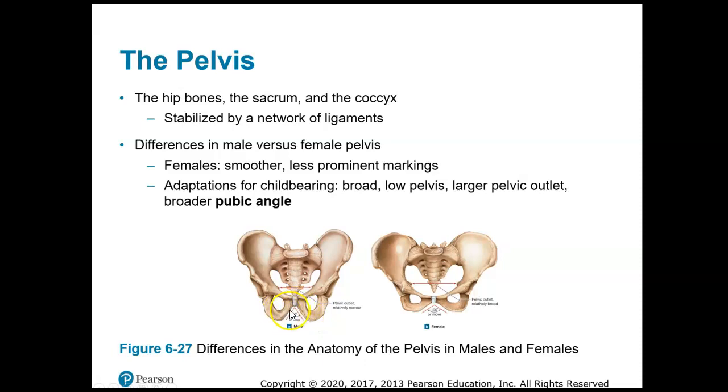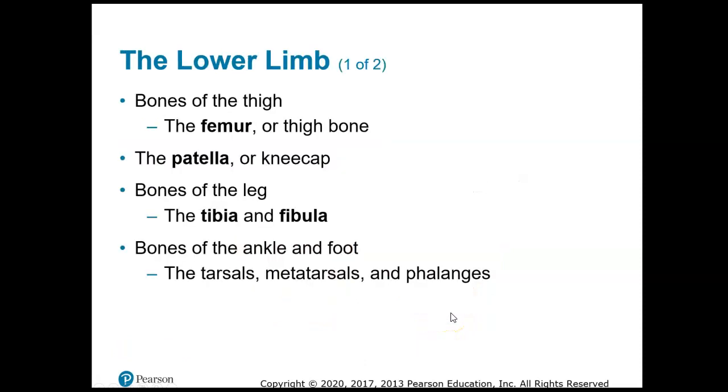And this angle here between the pubic bones is 90 degrees or less in the male pelvis, and it's 100 degrees or more. It's a wider angle in the female pelvis.